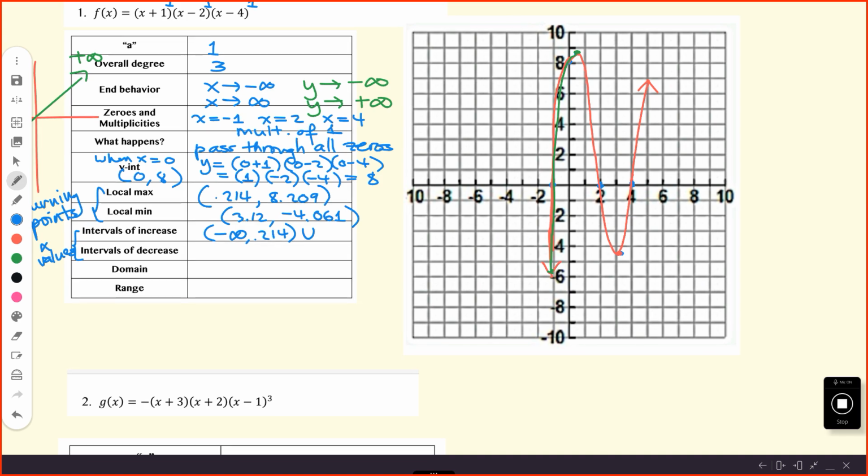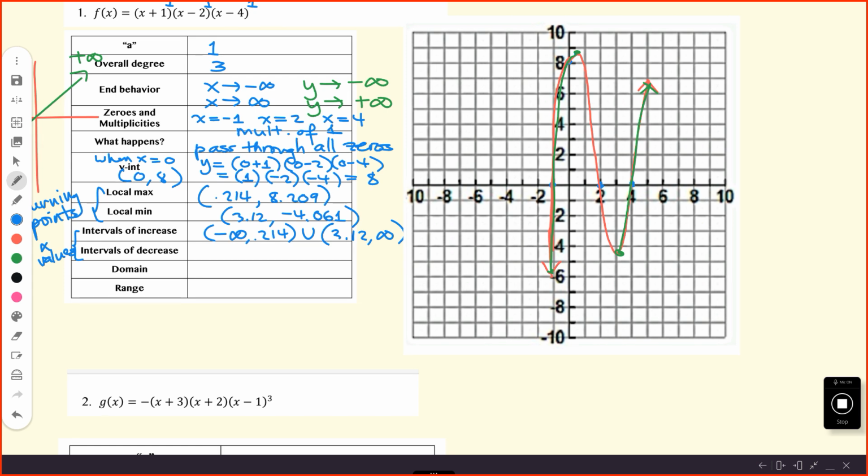And then union, because we have two of them. And then this is the second increasing part to here, and then that goes to the positive infinity to the right. And we know that this is your local minimum, and the x value of the local minimum is 3.12. So that's 3.12 comma infinity.